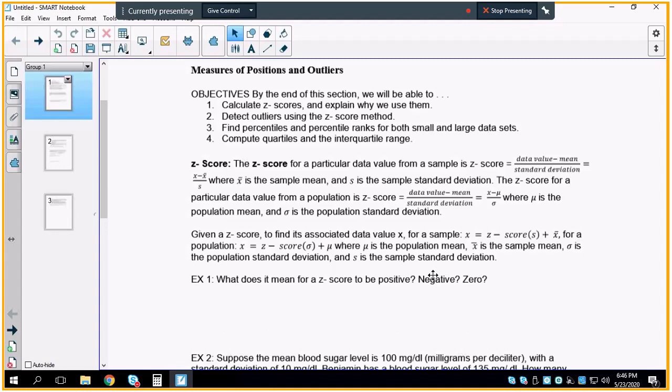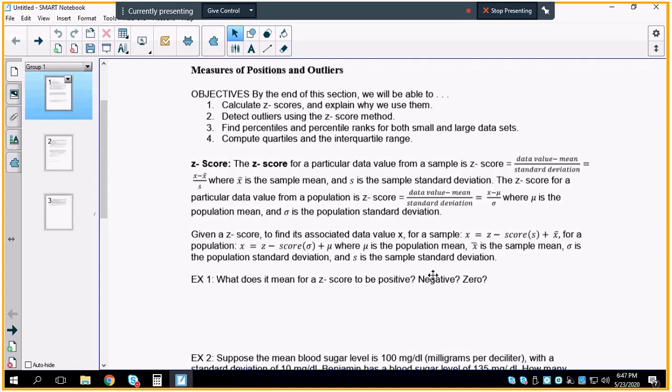The z-score for a particular data value from a sample is given by data value minus the mean. So you find the deviation of the data divided by the standard deviation. So z equals x minus x bar over s, where x bar is the sample mean and s is the sample standard deviation. The z-score for a particular data value from a population is data value minus mean, so x minus mu, because we are in a population, over sigma, where sigma is the standard deviation.